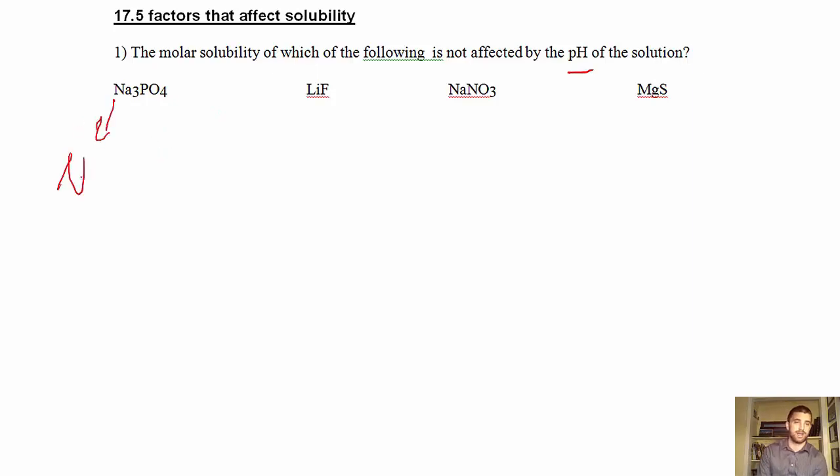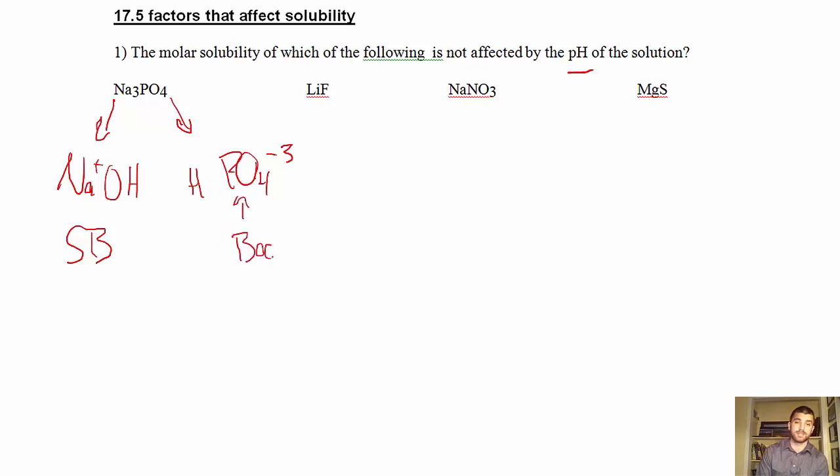Well, we're going to get Na+, which if it were to react with water, could make NaOH, which would be a strong base. And we're going to get PO4 -3, which does a really good job at picking up hydrogens, right? So this is actually acting as a base, picking up hydrogens. So the pH would affect the solubility of this, because if we make it more acidic, we'd be able to dissolve more PO4 and therefore more of that stuff.